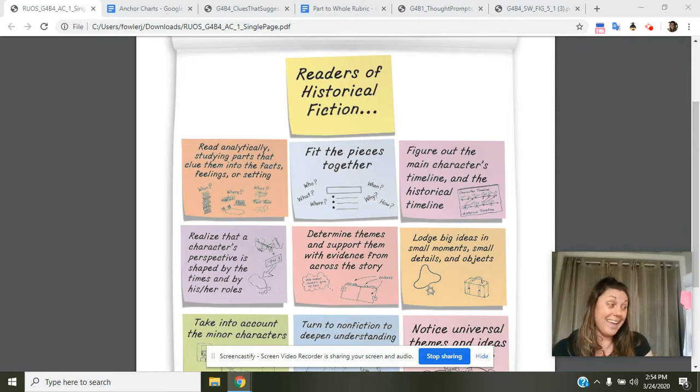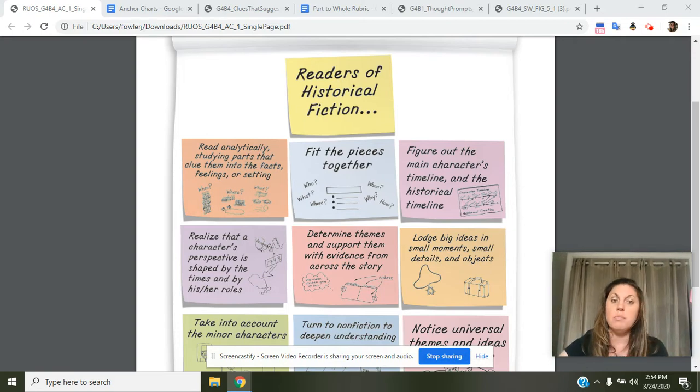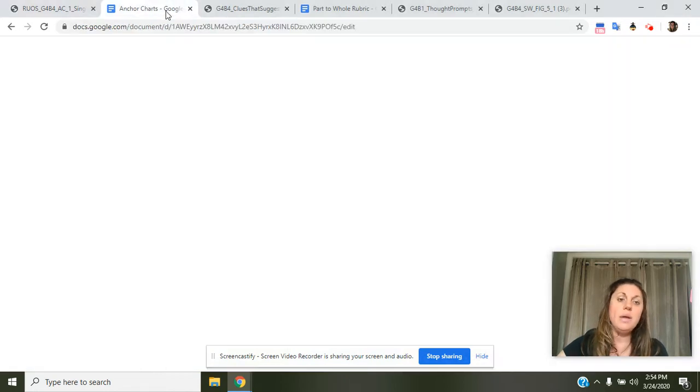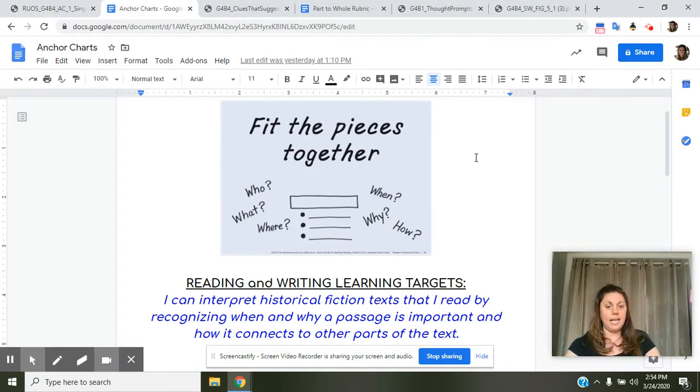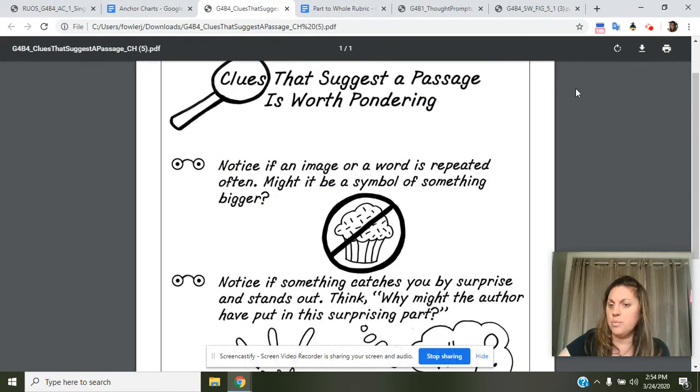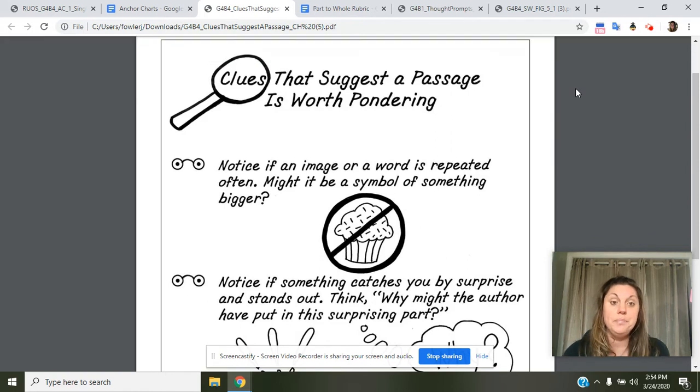So what I thought we should do going forward today is maybe backtrack a little bit. There's certainly a ton more that we can do. And I'm zooming in on this anchor chart piece right here, fitting the pieces together. Because what I want you to do today is recognize why sometimes a passage might stand out at you. Recognize why maybe it's important, how it connects to the other pieces of the text. So I want to go through a chart and then practice it with you and show you what I mean.